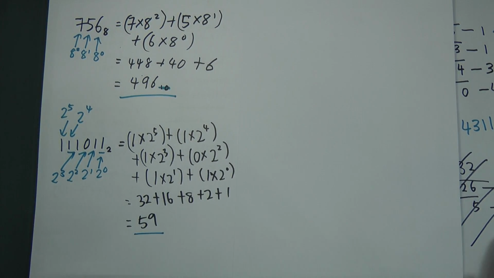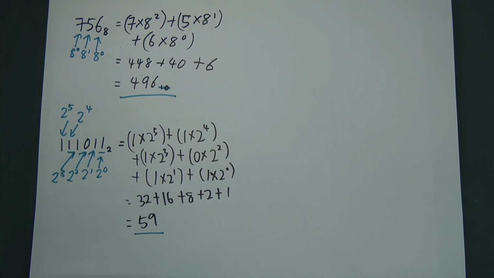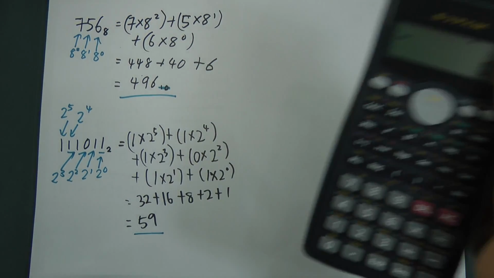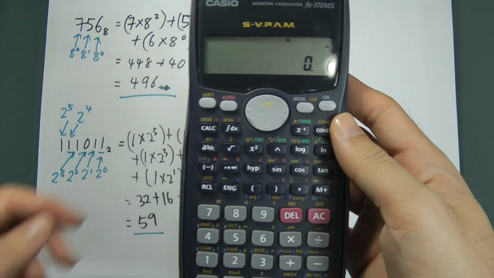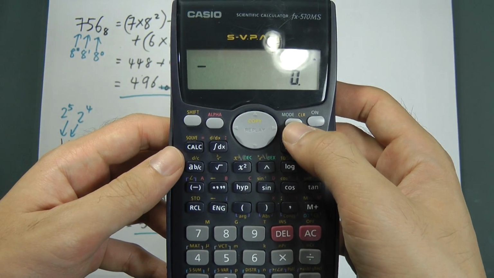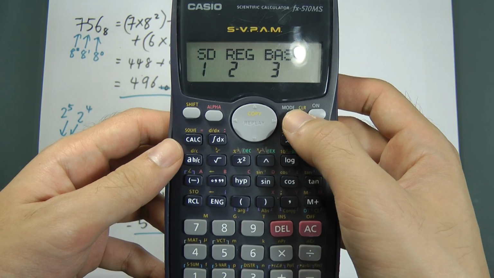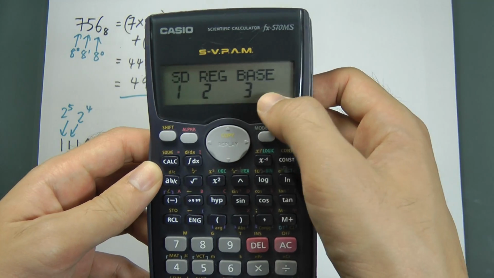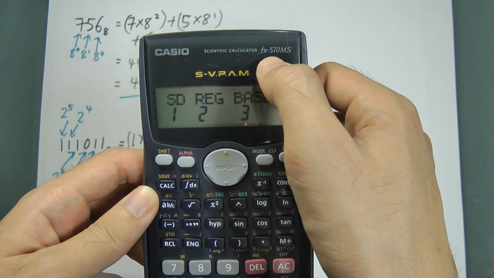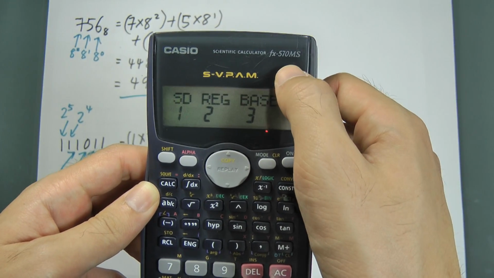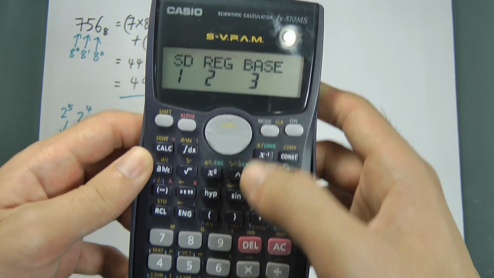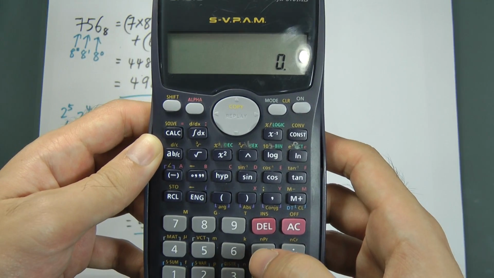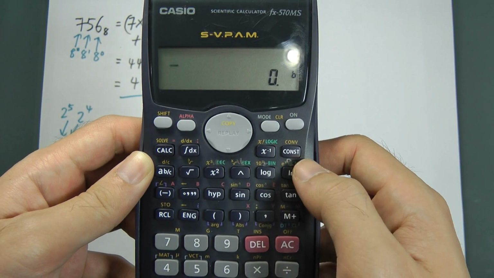Okay. Now I teach you how to do this using a calculator. Hope you can see the calculator. If you want to convert using the calculator, first you must press the mode button 2 times, and then do you see the base? Of course, you must make sure your calculator is the 570, because the 350, I think you cannot use for this one. So you see a base over here, so you press number 3.